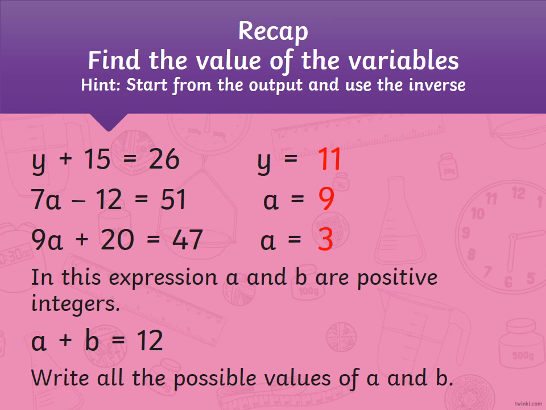So a could be 1 and b could be 11. a could be 2 and b could be 10. a could be 3 and b could be 9. And in fact, we could keep going with a being 4, 5, 6, 7, 8, 9, 10, and 11. So those are all the possible values of a and b. Well done if you managed to get those.